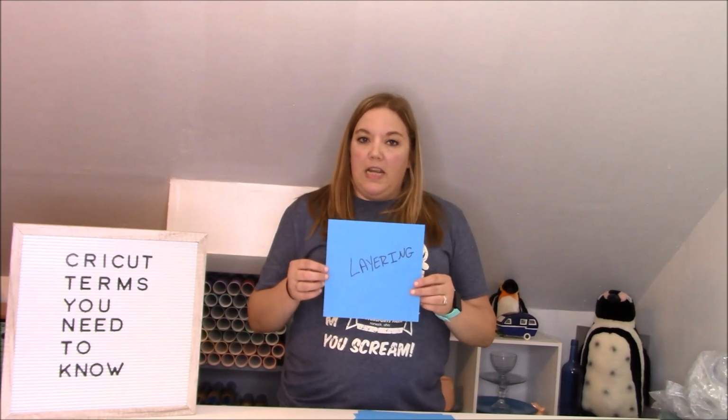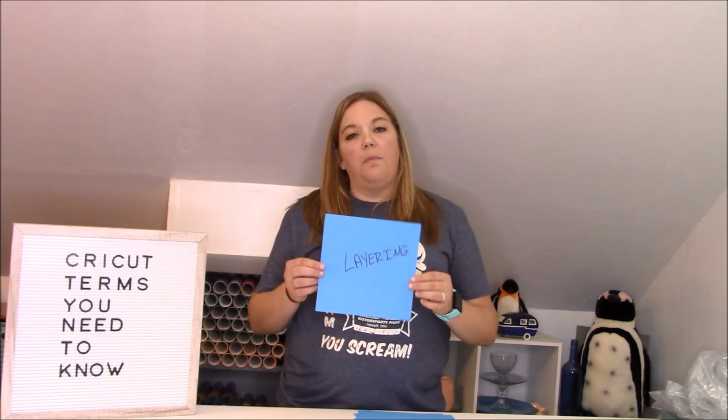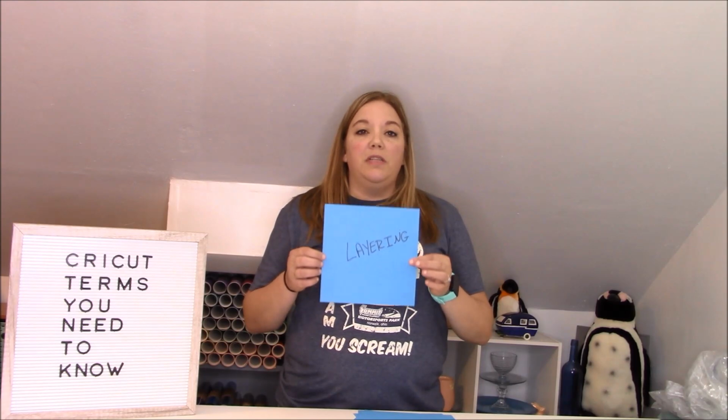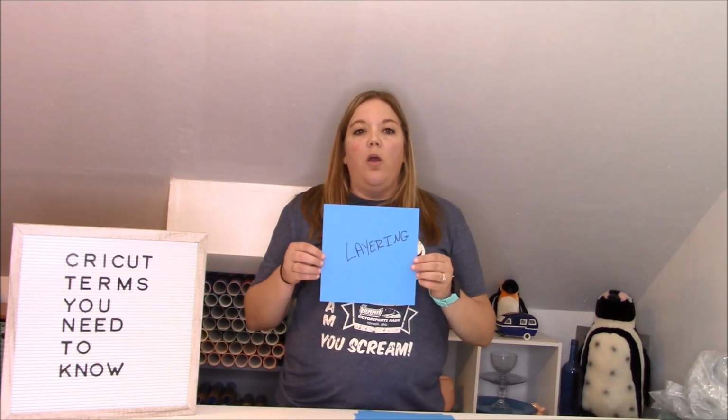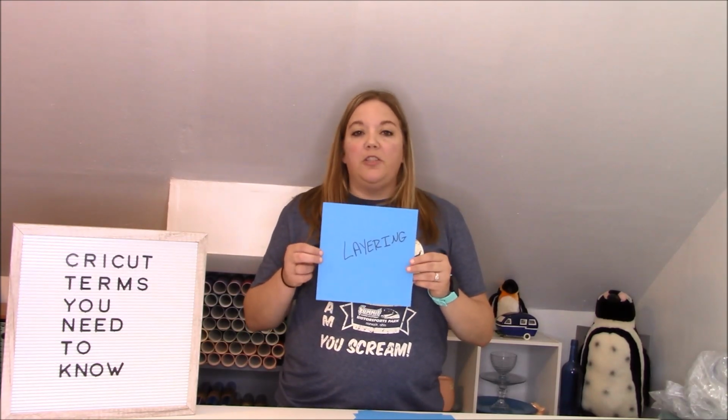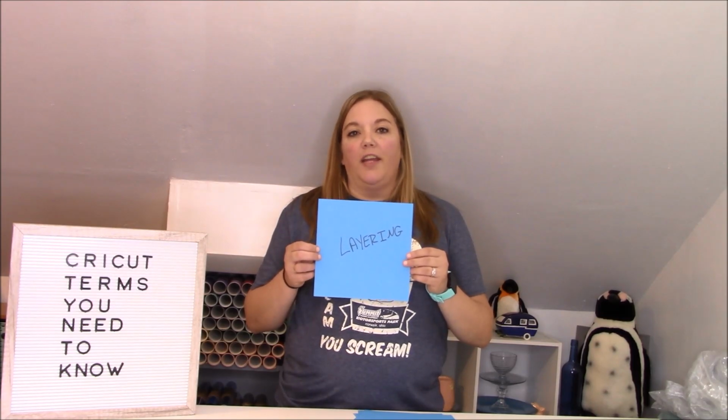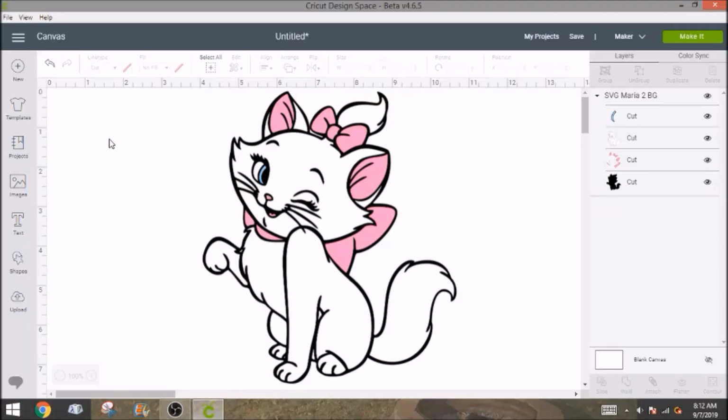Layering is when you would take one color and put it on top of another color. This can be done with both adhesive and with heat transfer vinyl. I'm going to show you a couple examples of layering. Layering is when you place different colors of vinyl, whether it be HTV, adhesive, or cardstock even, on top of each other. That is layering.